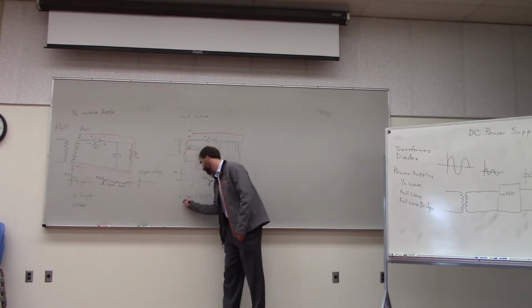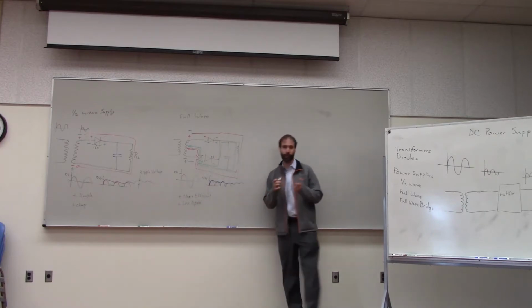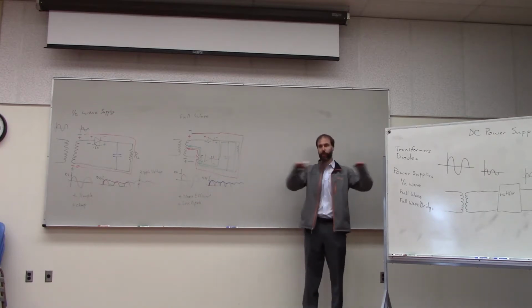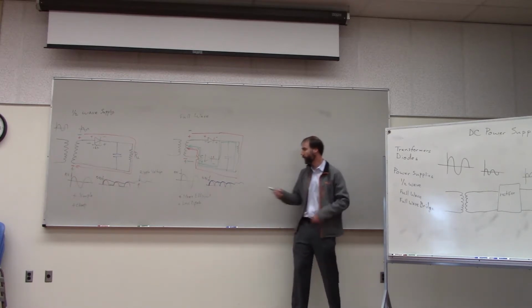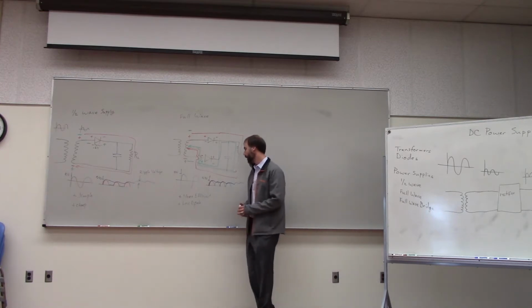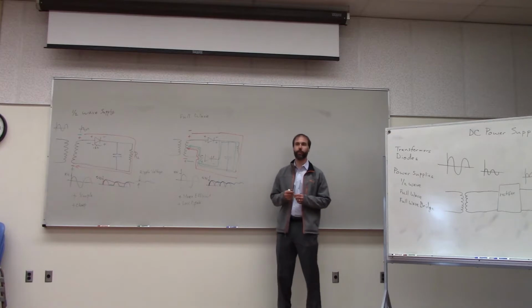There is less ripple than we had before. And that's good, right? We want as little ripple as possible because we want it to be flat. A flat signal would have no ripple. So we're trying to get as close to that as possible. So less ripple. But now what are some of the drawbacks to a full wave supply? What would you say? Yeah.